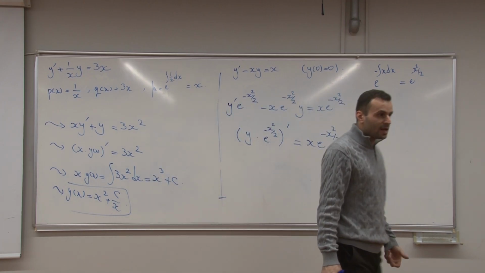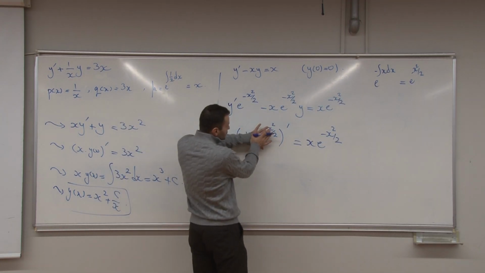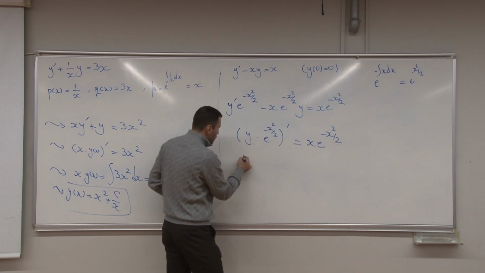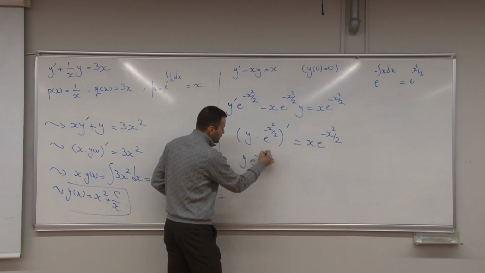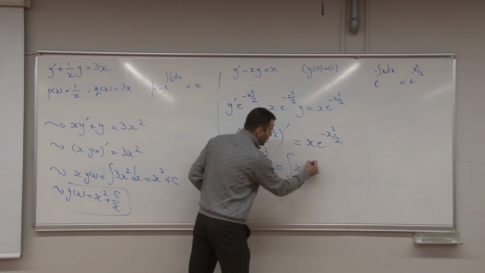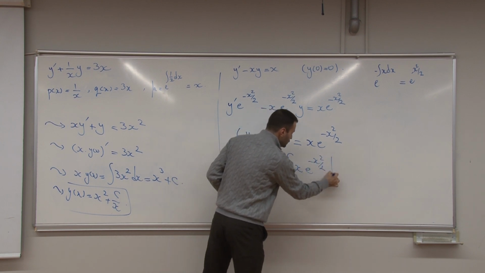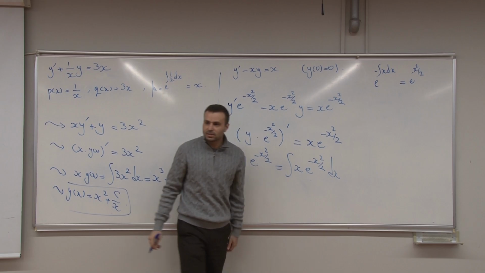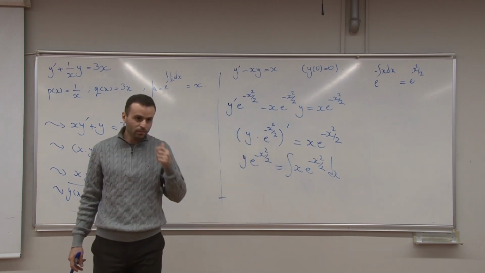What is the next step? So, if this derivative is equal to this equation, then y e to the power of minus x to the power of 2 divided by 2 is going to be equal to the integral of x e to the power of minus x to the power of 2 divided by 2 dx. Can you please calculate this integral? Oh yes.